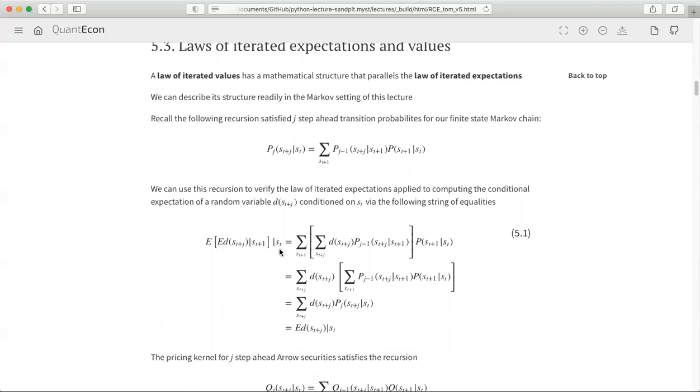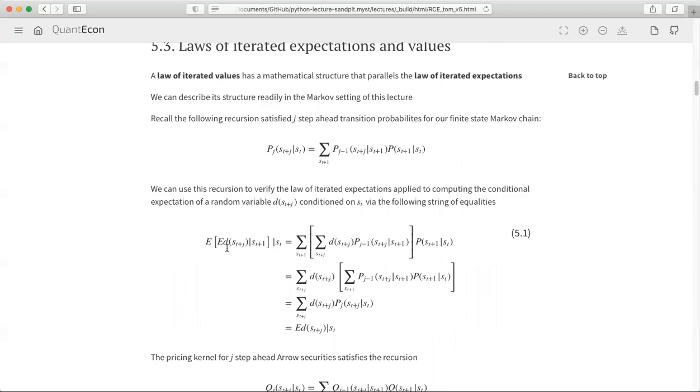Okay. And what's the law of iterated expectations? The law of iterated expectations is, let's take some d, some measurable function of the state. We're going to think of it as a dividend. So if we have d as a time invariant function of the Markov state, that's just a random variable that's measurable with respect to the state.